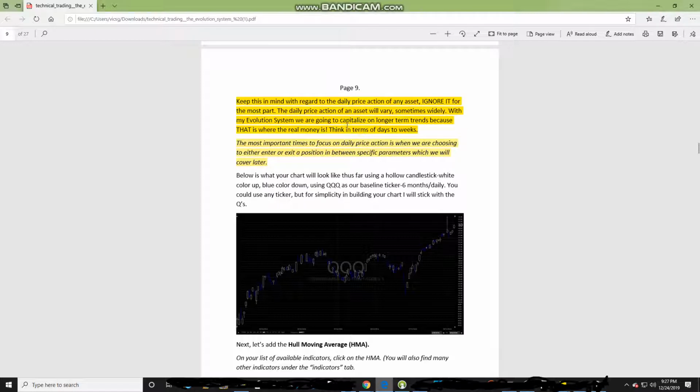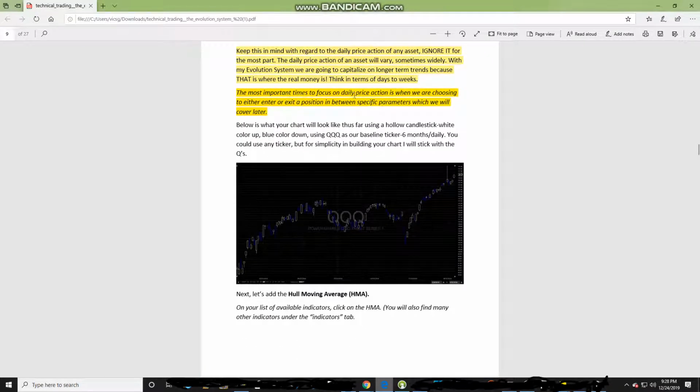It's really for swing traders. If you're a day trader like myself, you don't really utilize it as much. However, I do use swing trading when the market environment requires it. So keep this in mind. I'm just going to read through this real quick. Keep in mind that the daily price action of an asset, you want to ignore for the most part with this system. It doesn't really matter. The only thing this system does is give you an idea of when to get in and then how long to hold it. Think in terms of days to weeks. Like he says here, the most important times to focus on daily price action are when you're choosing to enter or exit a position between specific parameters we will cover later.